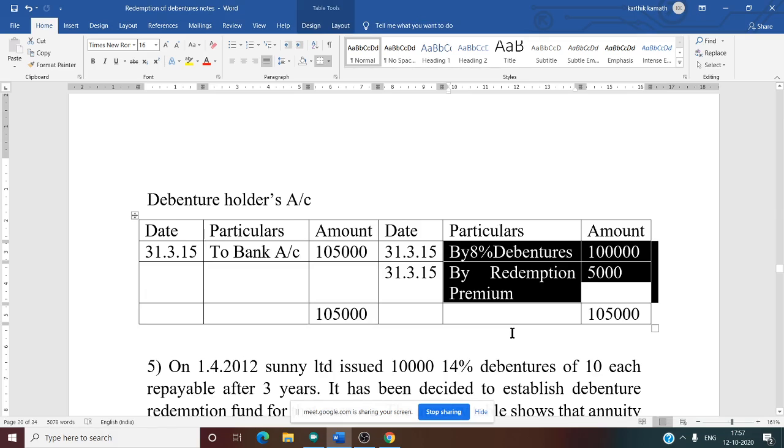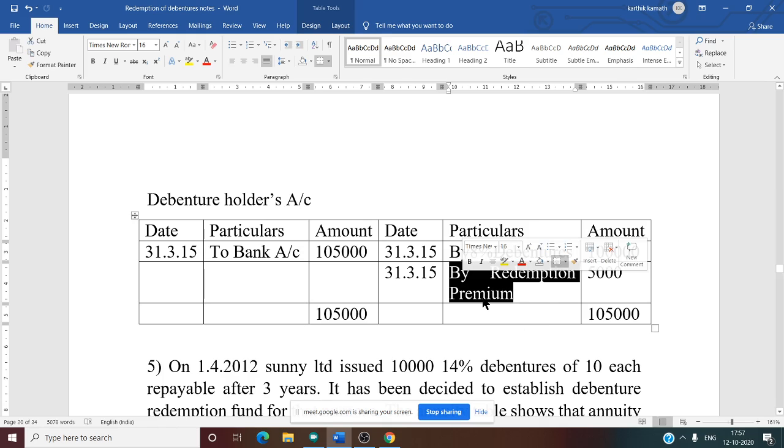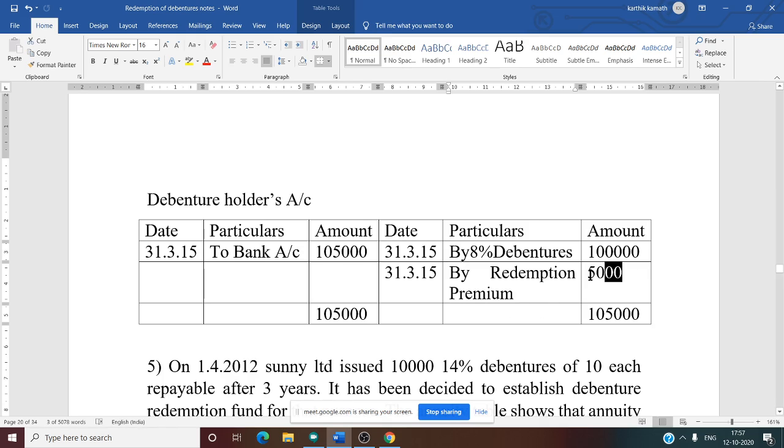Premium we need to write separately because the entry for the due amount is debenture account debit, redemption premium account debit, to debenture holder account. So that is our entry. That is why we have written by here. Or else you can see the first account, there is a transfer entry: first account by debenture. Premium you need to write as per the accounting treatment, 5,000. So the total is 1 lakh 5,000 on the credit side.